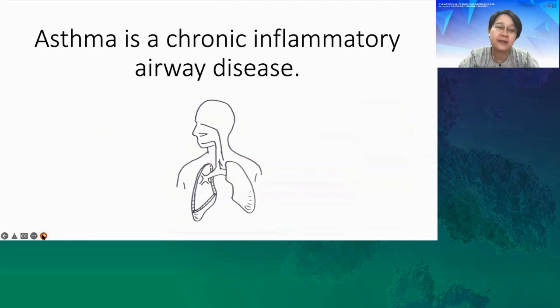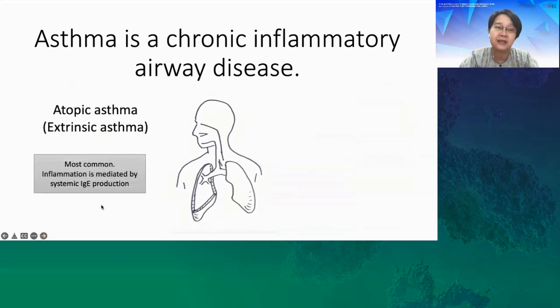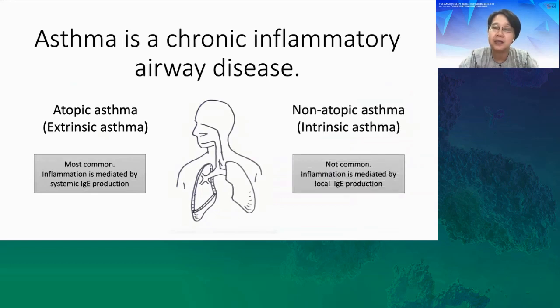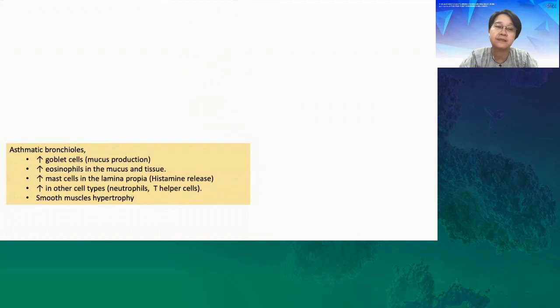So I'll start off by stating the very obvious, which is that asthma is a chronic inflammatory airway disease, and we are well aware of that. When we talk about asthma, people usually use the term atopic asthma or extrinsic asthma, and this is the more common of the two. And the inflammation is mediated by systemic IgE production. The other type of asthma is non-atopic asthma, otherwise known as intrinsic asthma. It's less common, and the inflammation is mediated by local IgE production.